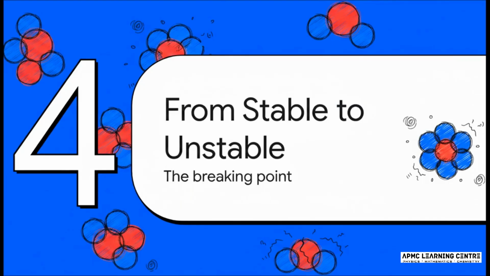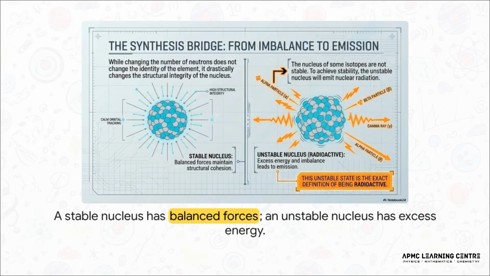So we know the number of neutrons can change, but what happens when that change goes too far? What happens when you try to stuff way too many or maybe even too few neutrons into that tiny nucleus and completely throw off that delicate balance? And this image just nails that tipping point. On the left, you've got a happy, stable nucleus. All the forces are in harmony. But on the right, that nucleus is unstable. It's buzzing with excess energy. The forces are all out of whack, and the whole thing is basically ready to fly apart.